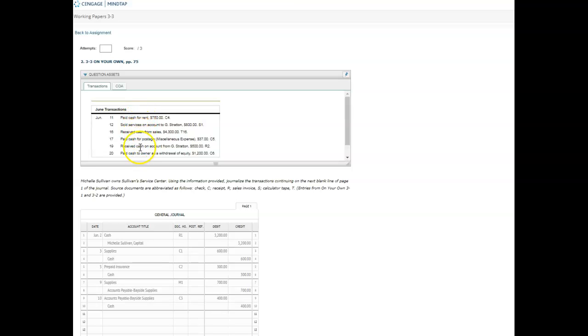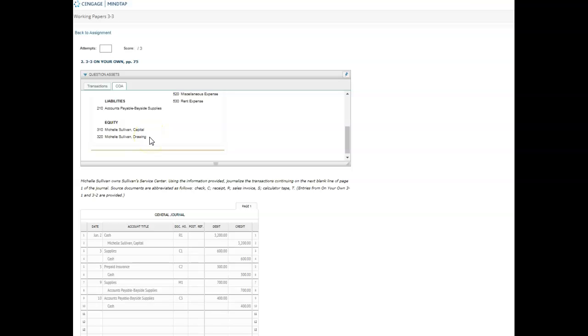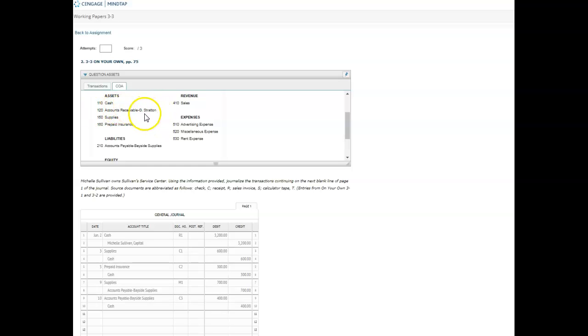See how similar this looks to hopefully the picture that you took, but the amounts are different. This is also Michelle Sullivan. She owns Sullivan's Service Center. So when you look at the chart of accounts, the equity titles for the accounts are different. Who they owe are different. Who owes us is different. So please realize that when you do it. When you are done, hit save and continue, and then go ahead and click the I'm done, submit my assignment.